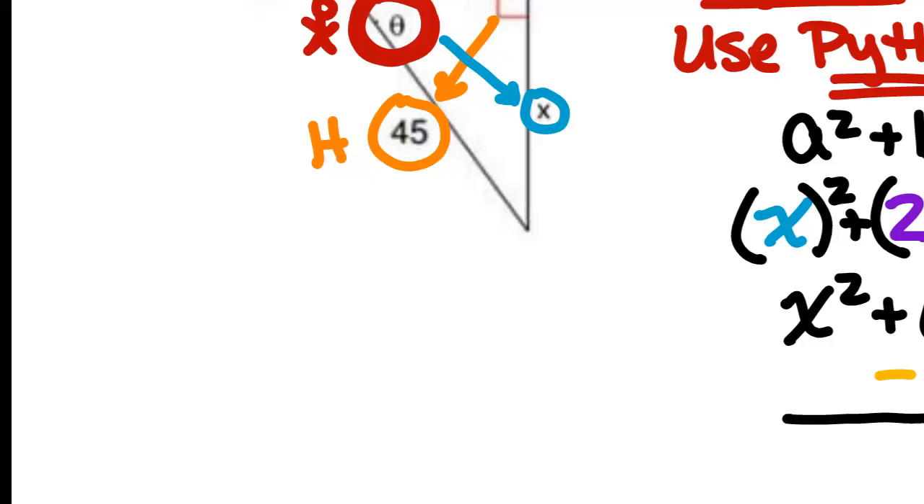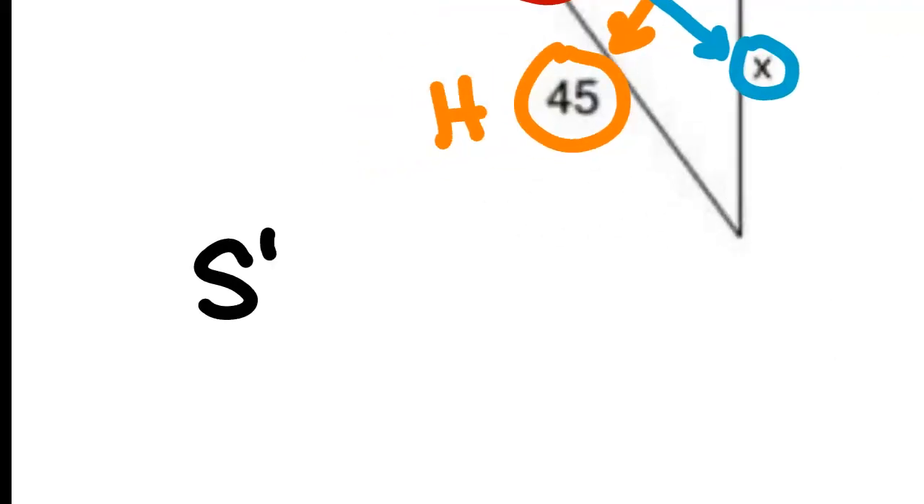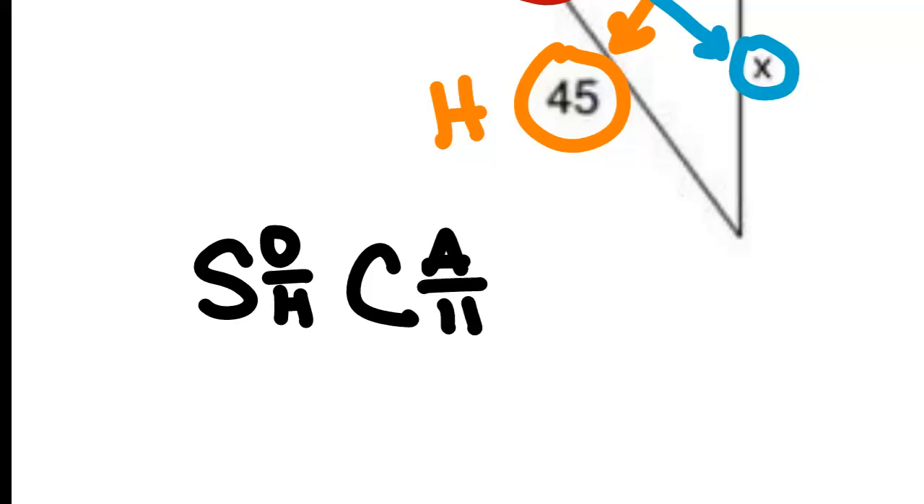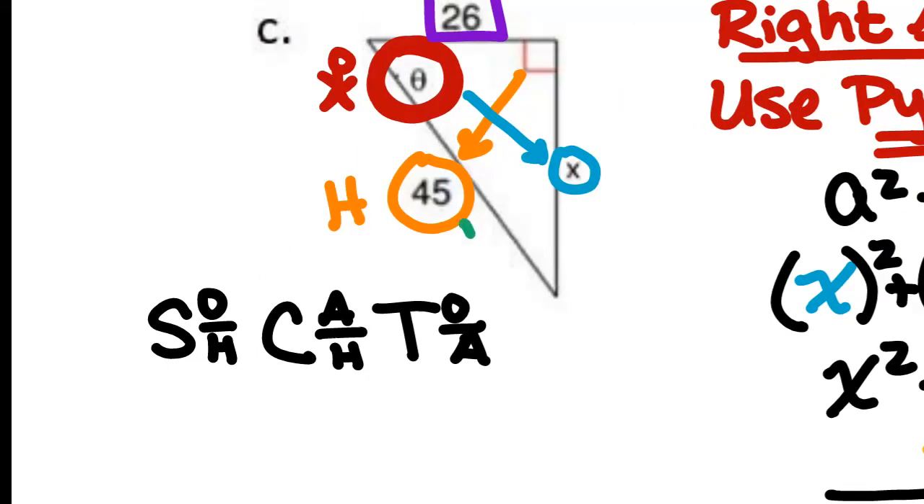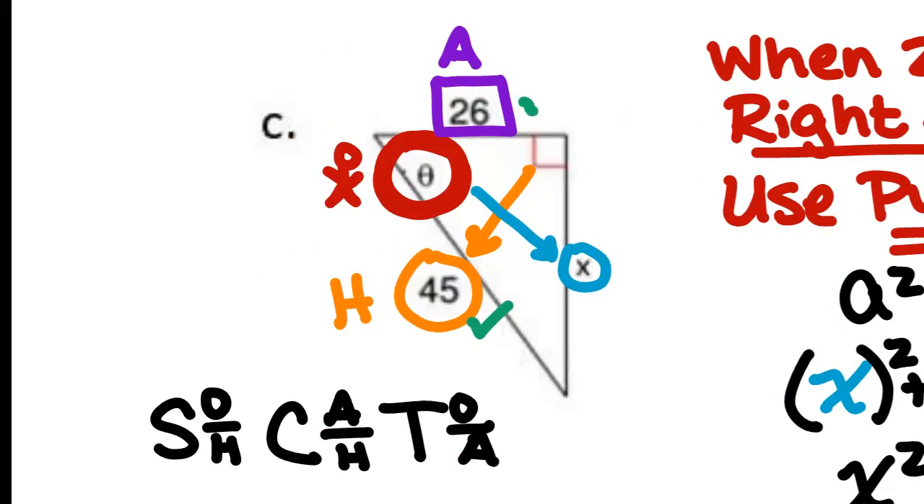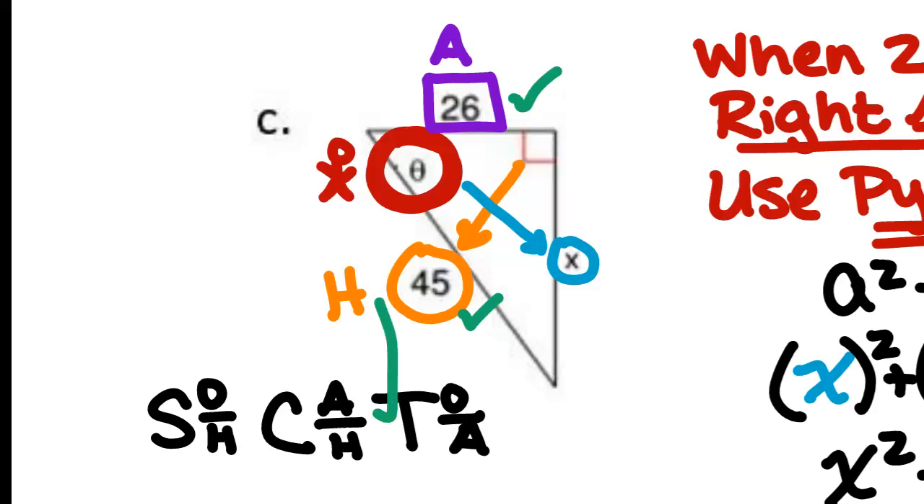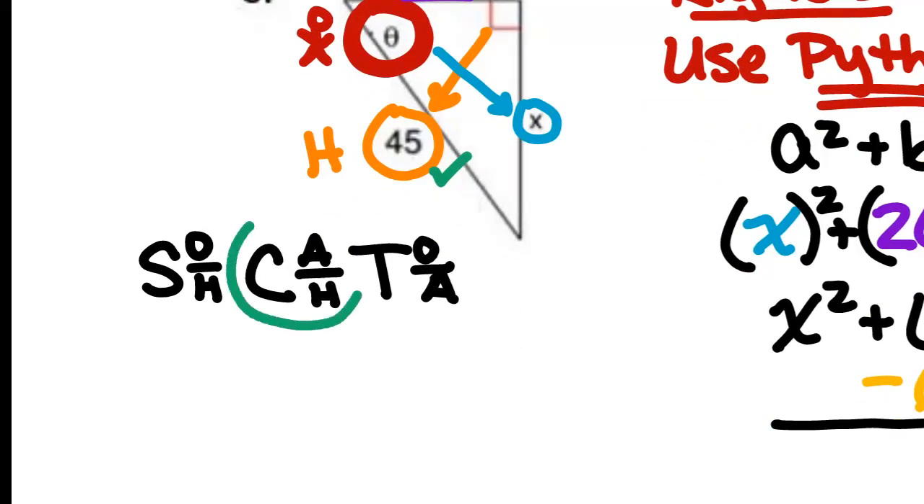All right, bust out SOHCAHTOA. C. Tell me why. We have the hypotenuse right here, and we have the adjacent side right here. So we are going to use cosine.